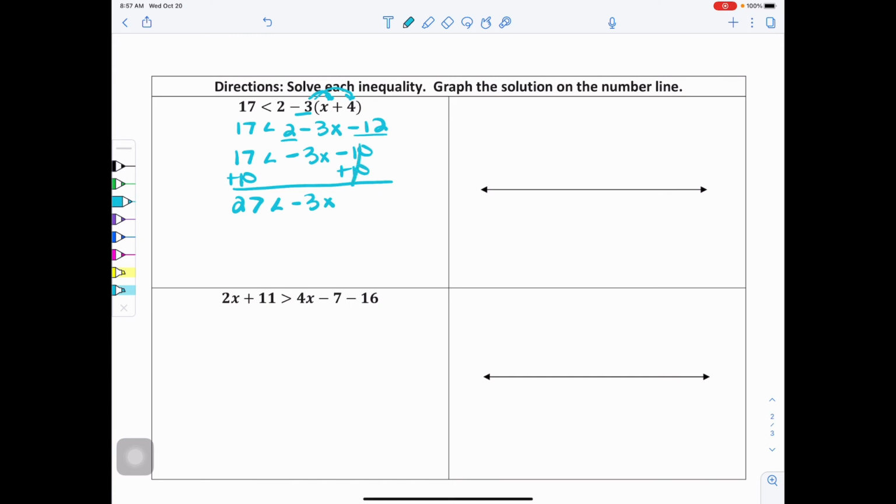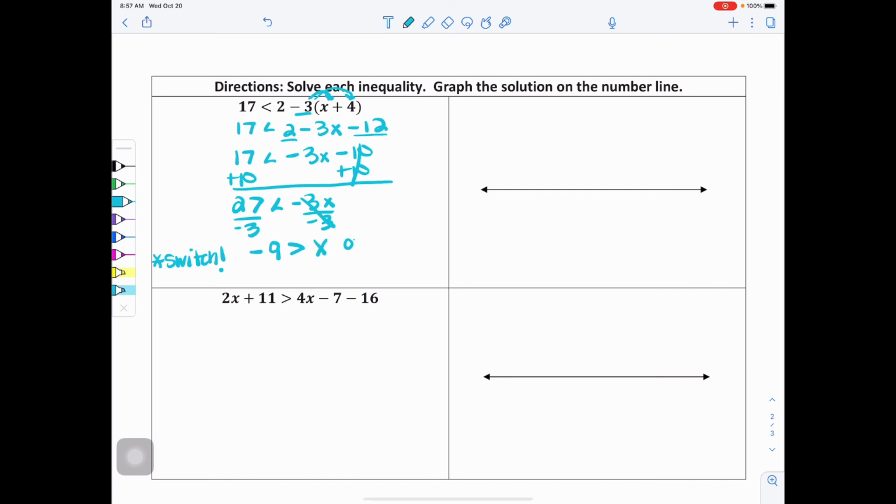I don't want the x to be negative 3x, so I'm going to divide by the coefficient. And I am dividing by a negative number. Alarm, alarm. Okay? That means we need to switch the symbol. So I'm going to get negative 9, and instead of less than, I'm going to put is greater than x.